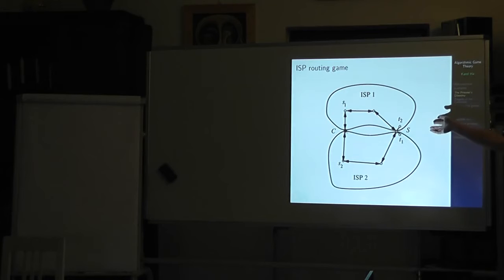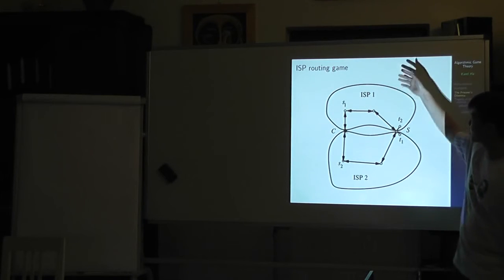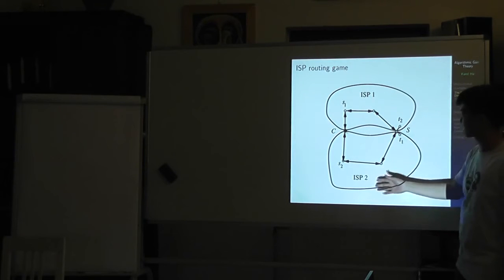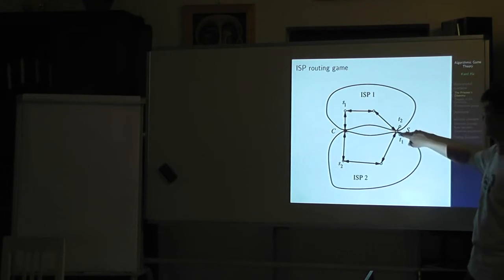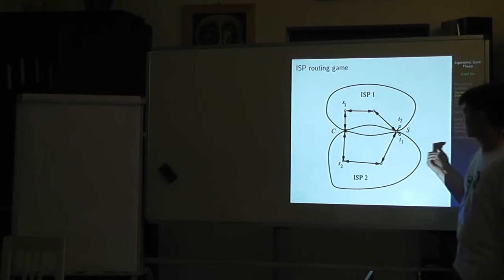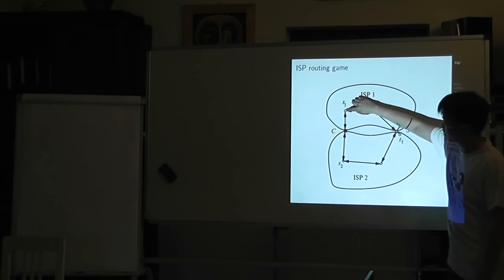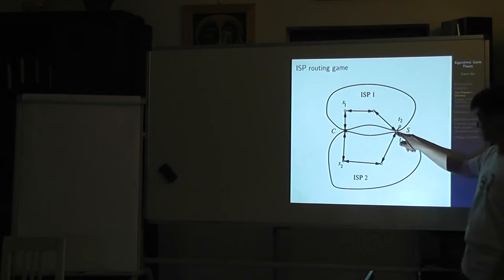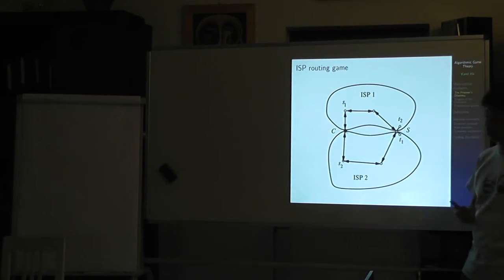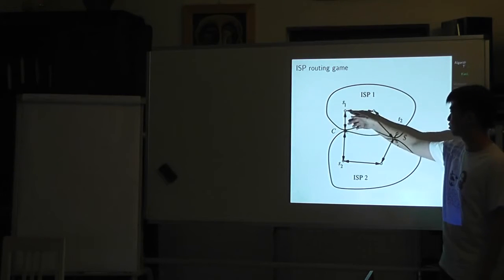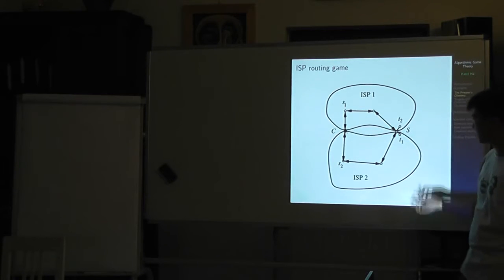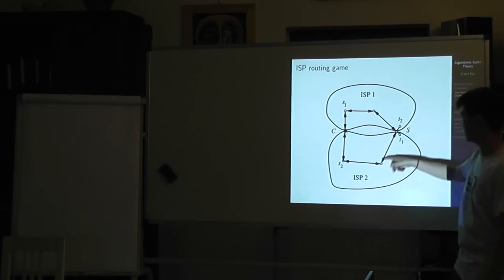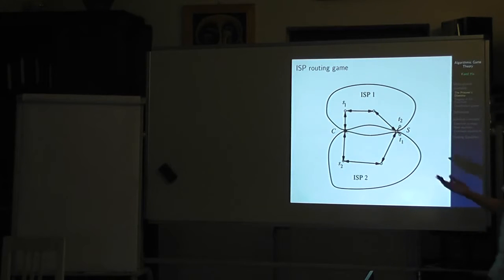I want to show an analogy in the real world, which is the ISP routing game, where ISP stands for Internet Service Provider. So imagine there are two Internet Service Providers, the first one and the second one. This is the network of the first one, and this is the network of the second one. Now, the first one wants to send packets from source node 1 to target node 1, and he can choose from two transit points, C or S. Every edge has a cost of 1. So if he chooses the transit point C, he would pay only one amount of cost. But in that case, the second ISP has to transfer the packets through three edges. So in the end, there would be the total cost of 4.